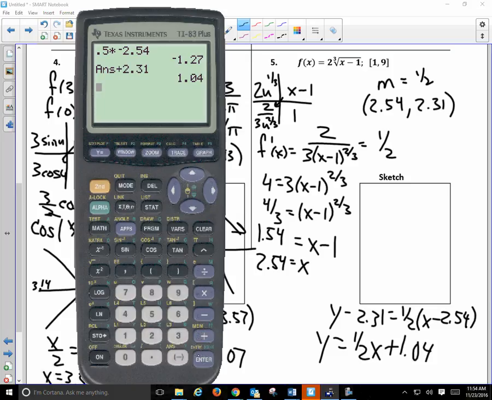So let's verify our answer is correct. We're going to plug it in right here. I got 0.5x plus 1.04. And then I'm going to go up here and I'm going to restrict the domain. This is my favorite part. I'm going to grab x. We're going to go greater than what? What's our lower domain value? 1. So I got x greater than 1.